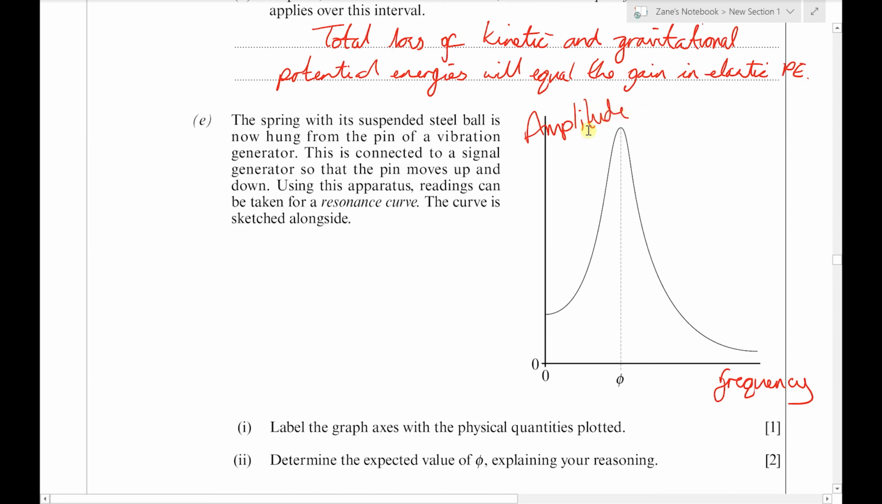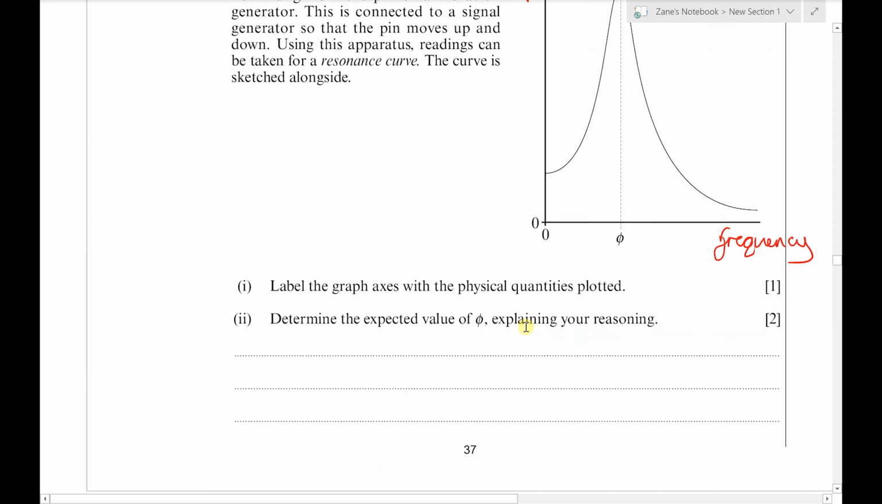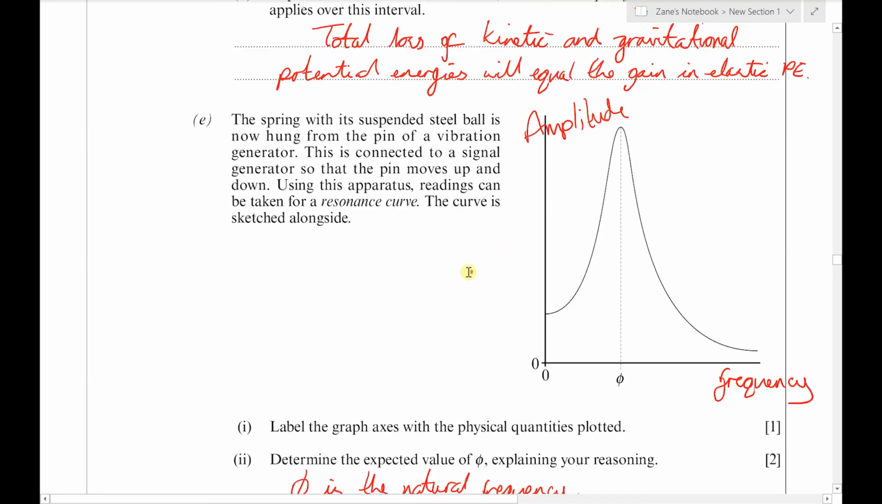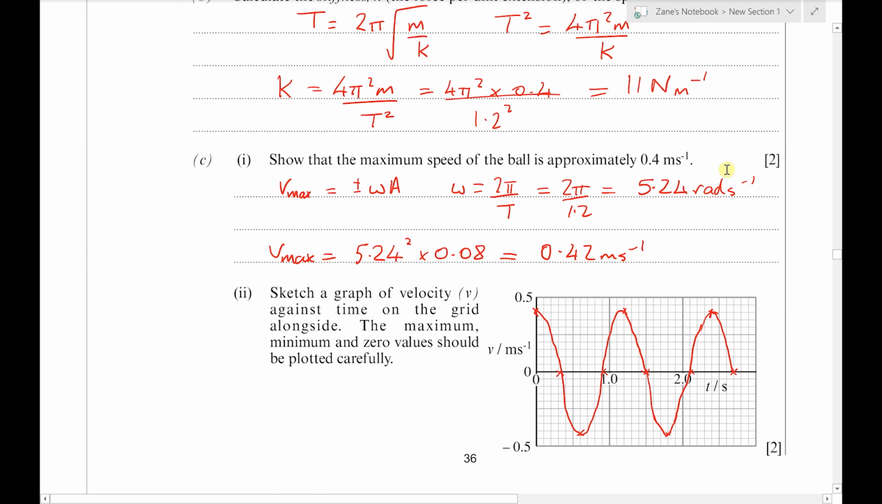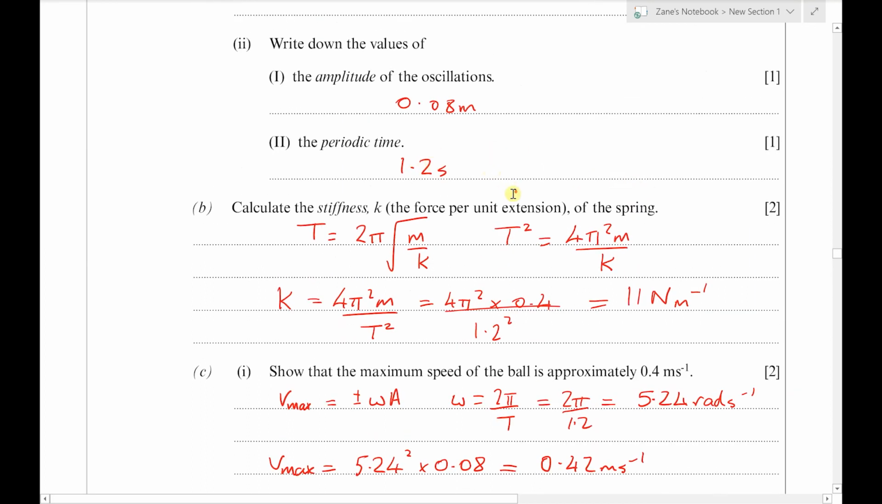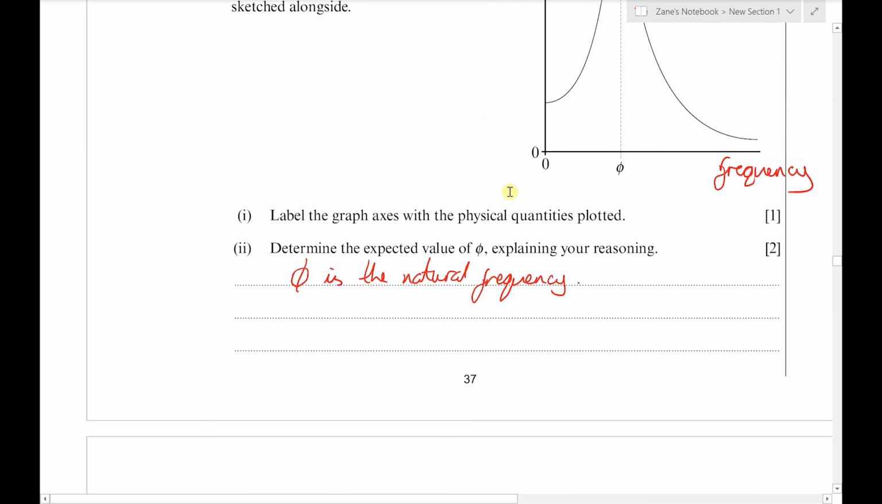We've got to determine the expected value of f0, and explain our reasoning. Well, f0 is going to be the natural frequency. We get maximum amplitude oscillations, resonance, at the natural frequency of oscillation, when the frequency of the driving pin basically matches that of the spring. We've earlier calculated, or read off the graph, the period, which was 1.2 seconds. So we can calculate that frequency by 1 over 1.2, which will give us 0.83 Hertz.